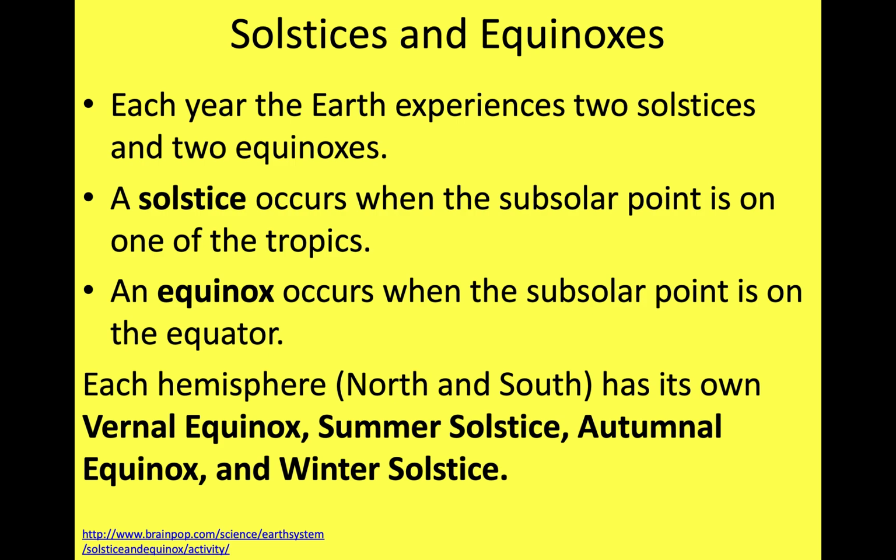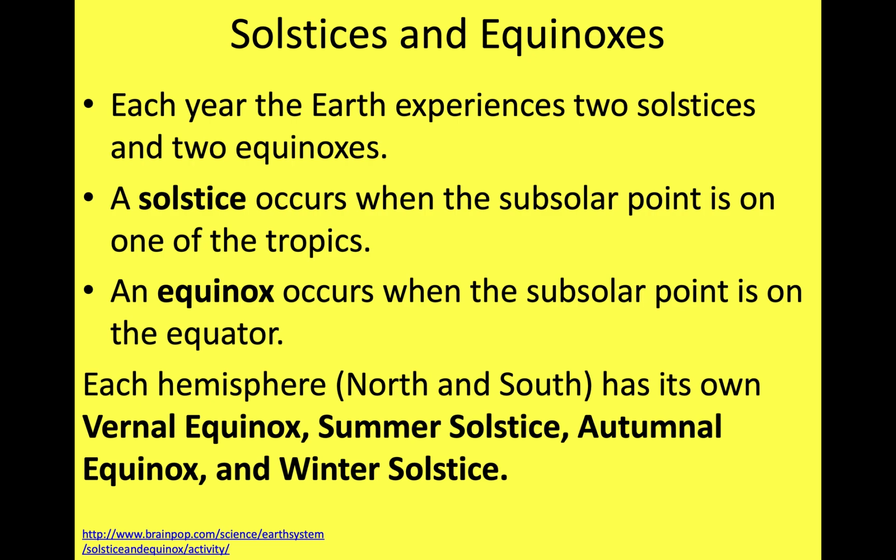All right, solstices and equinoxes. Each year the Earth experiences 2 solstices and 2 equinoxes. A solstice occurs when the subsolar point is on one of the tropics. Okay, like I was saying. In the northern hemisphere, solstice will occur for summer and winter, and same with the southern hemisphere, but they happen at opposite times.